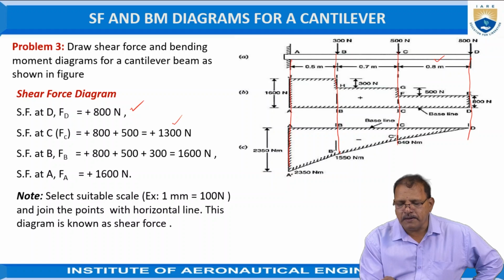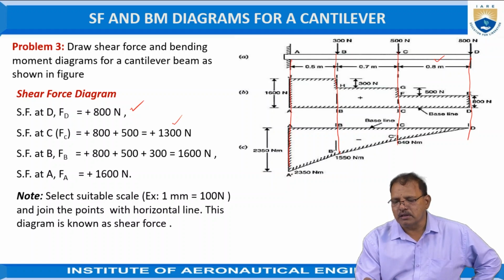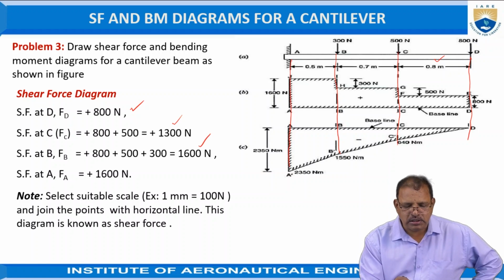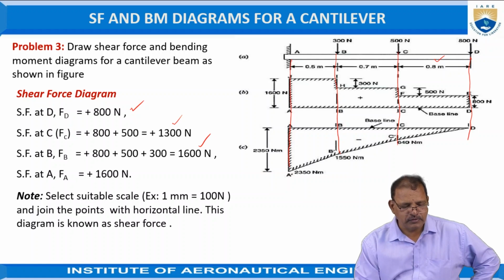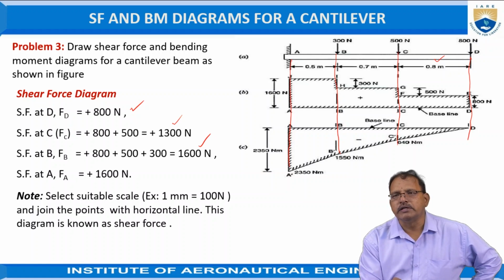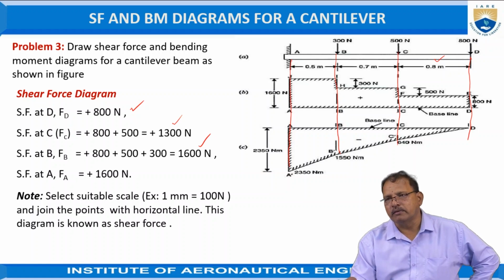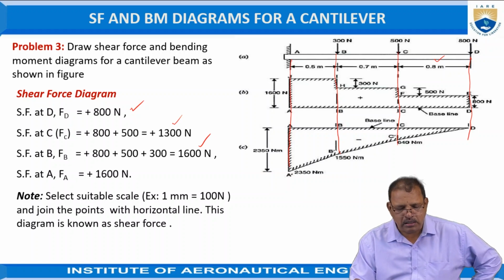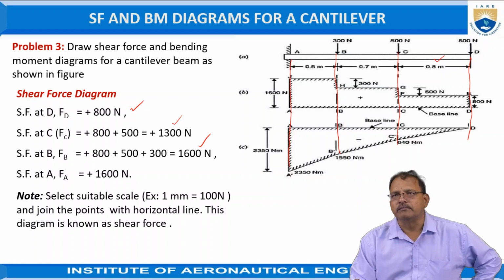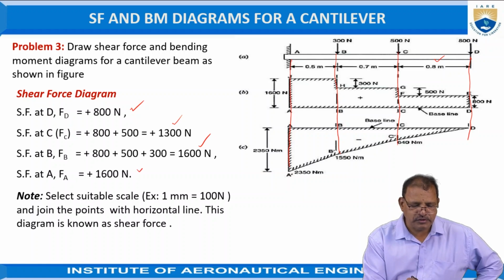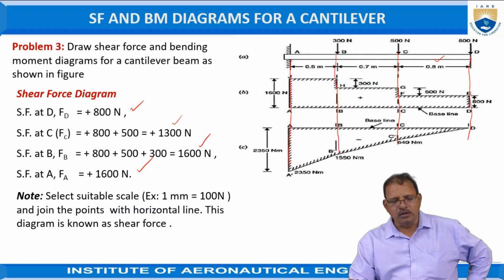The shear force at B is equal to the sum of the forces, 800 plus 500 plus 300, which is equal to 1600 newtons. The shear force at A is again the sum of these three forces, so the shear force remains constant from B to A because there are no forces acting on it, 1600.